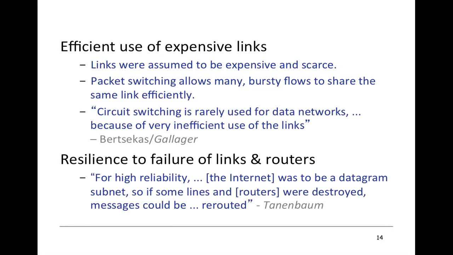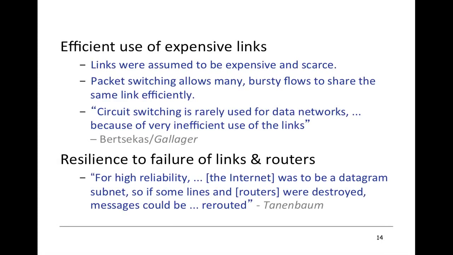Links were assumed to be expensive and scarce. The first links that interconnected the packet switches across the backbone of the internet were running at a few kilobits per second. So they were expensive, and everybody knew they would be a scarce resource. Packet switching allows many bursty flows to share those same links very efficiently, because at any one instant, a packet can use the entire link, but it can be immediately followed by another packet using the entire link belonging to a different communication. As a famous textbook by Bertsekas and Gallager said, circuit switching is rarely used for data networks because of very inefficient use of the links.